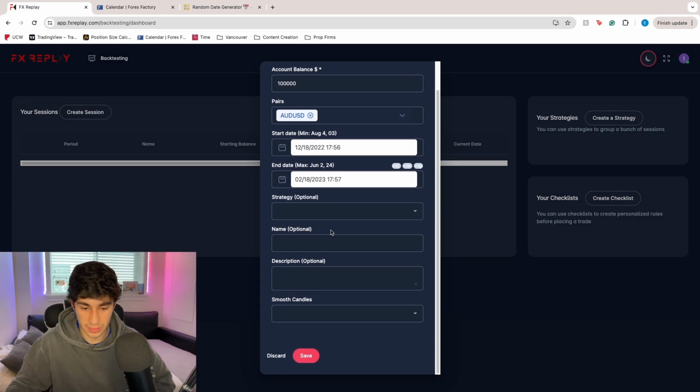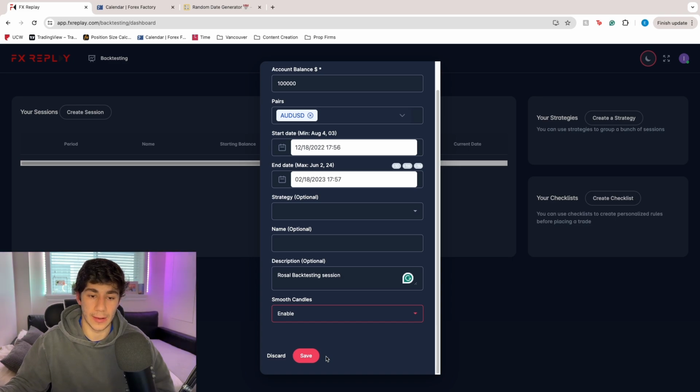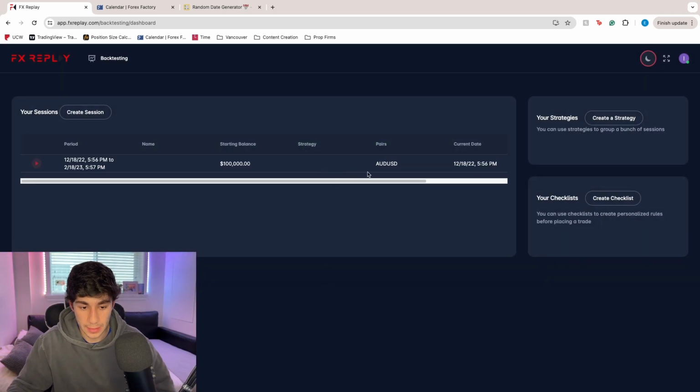For the strategy, the name doesn't matter, so for my description, let's put Rosal backtesting session, and small candles, yes. Forex Replay is a very nice backtesting platform where you can go even further back than TradingView. Usually on TradingView, you just can't watch, for example, 1 minute candles if it's too far back in time. So that's why I like this platform. So yeah, we have this.